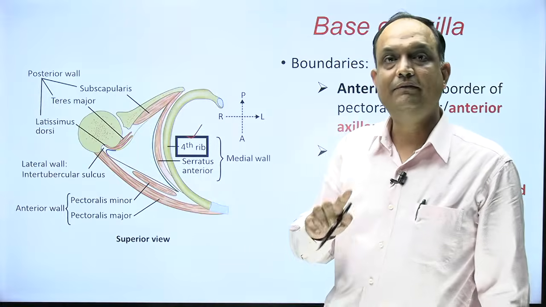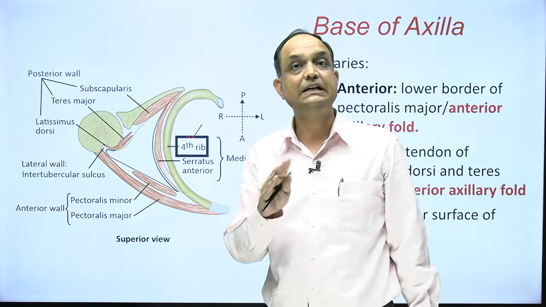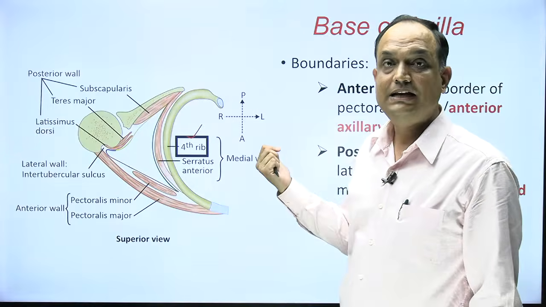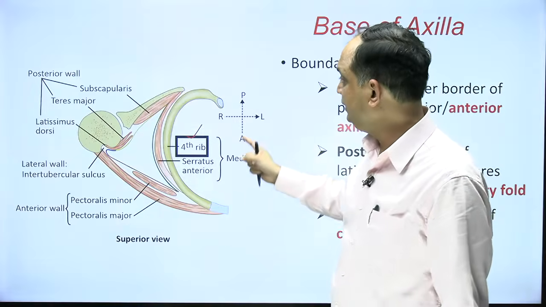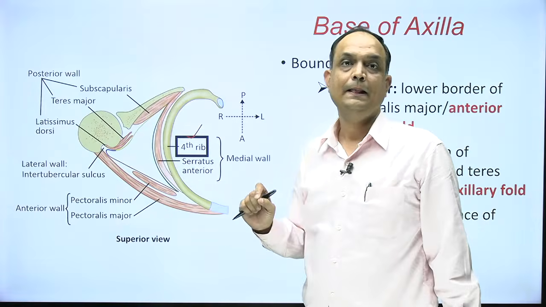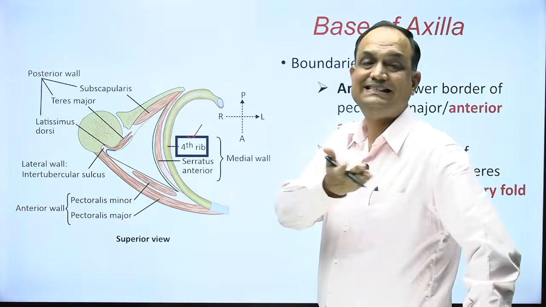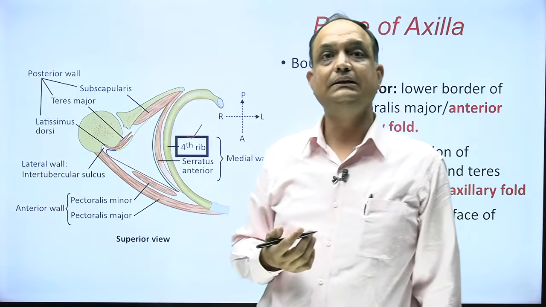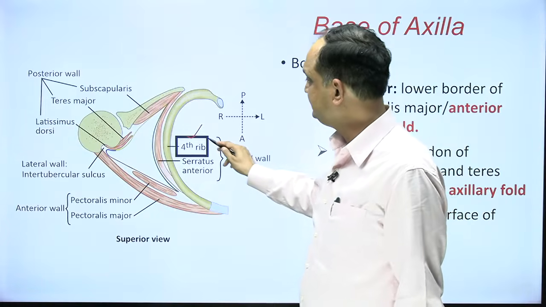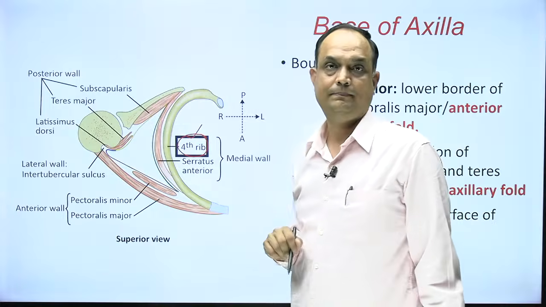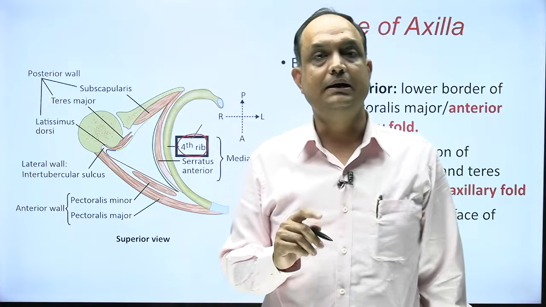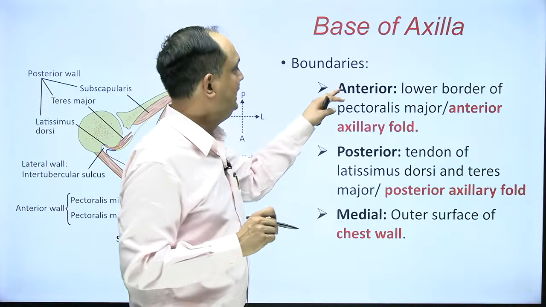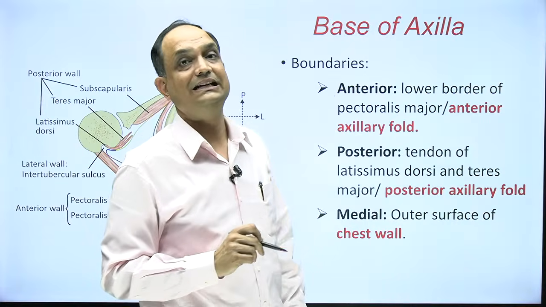So whenever you are having these two diagrams which are very similar to each other, which I just showed you for the cervicoaxillary canal or the apex, where this is the first rib, but here when you are drawing the section of the axilla at the level of the base, you have to understand that this is the fourth rib. Clear? Now here the important thing is the formation of the anterior and posterior axillary fold.